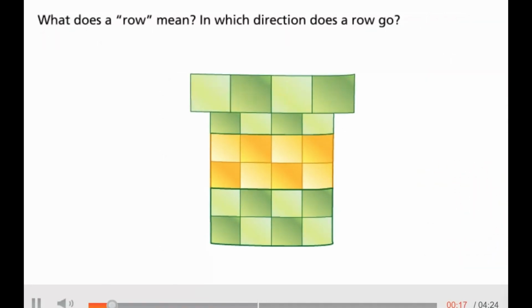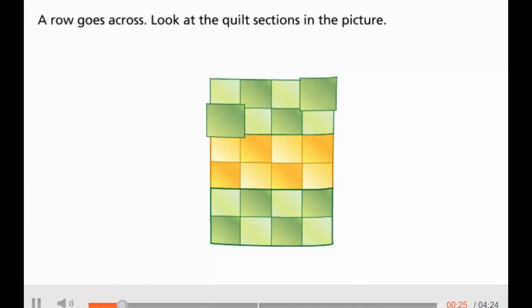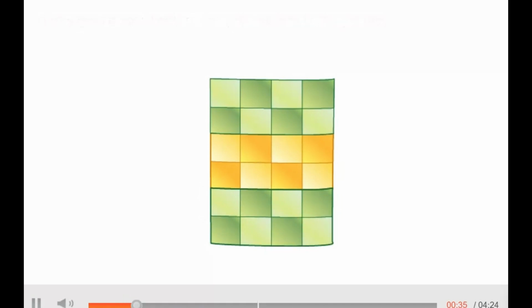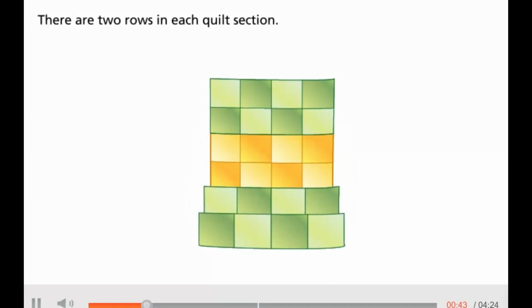What does a row mean? In which direction does a row go? A row goes across. Look at the quilt sections in the picture. How many rows are there in each quilt section? There are 2 rows in each quilt section.